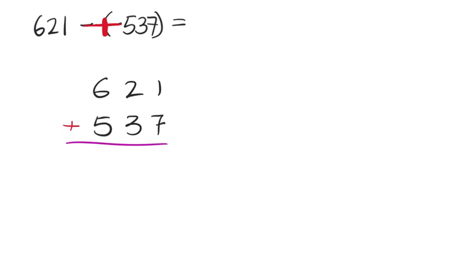So let's see, 1 plus 7 in the ones place value is 8. 2 plus 3 in the tens place value is 5, and then the hundreds place value, 6 plus 5 is 11. So 1,158, that'll do.